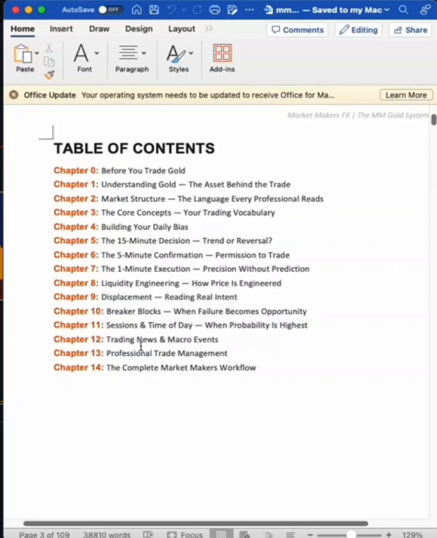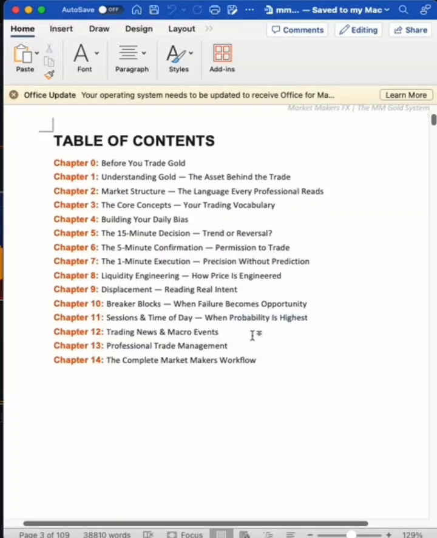Okay, we'll also cover sessions and time of day. When do I trade? When is the highest amount of volume? Like earlier when we caught that 200 pip London volume trade. So when probability is highest for us. Catching those high probability wins, aligning ourselves with the time of day, aligning ourselves with the session.